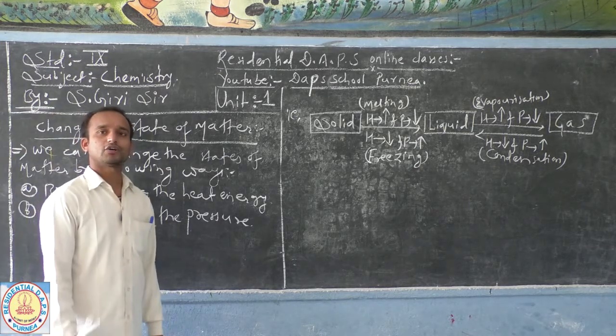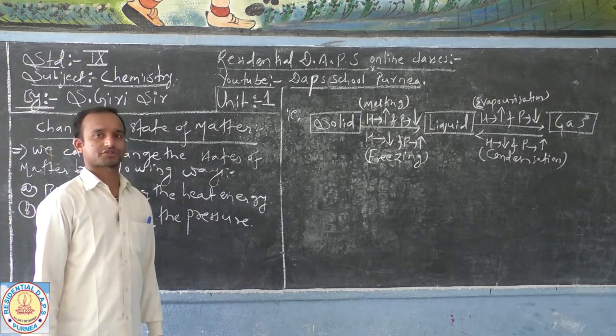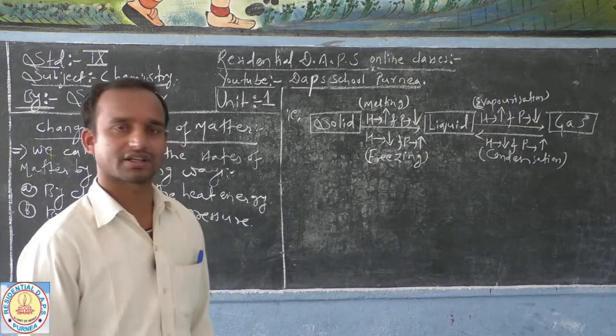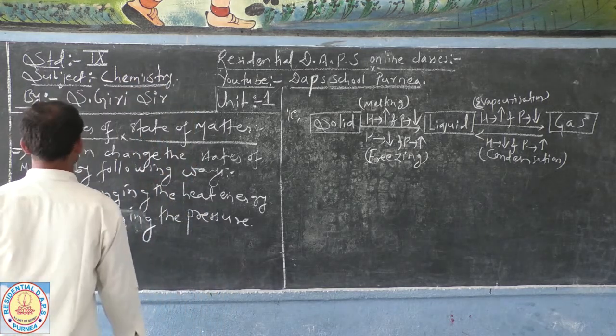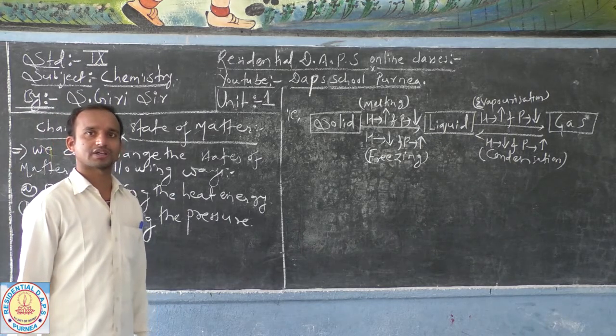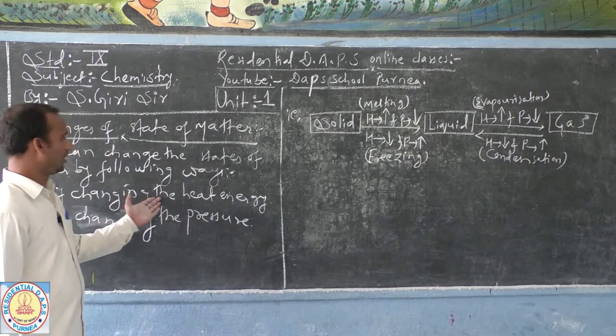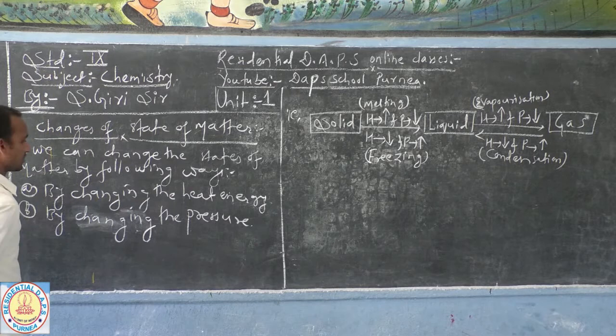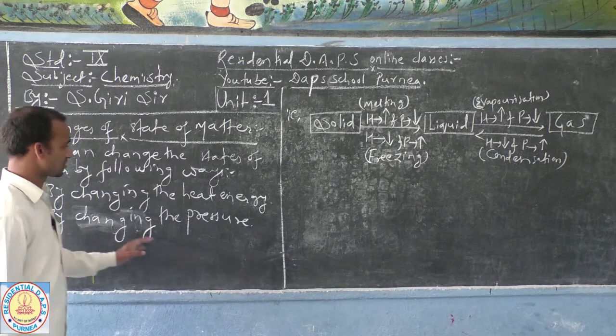So class 9, how can you change the states of matter? मतलब हम लोग matter के states कैसे change कर सकते हैं? Here I have written we can change the states of matter by following ways. Means by two ways we can easily change the states of matter. Number one, by changing the heat energy. Number two, by changing the pressure.